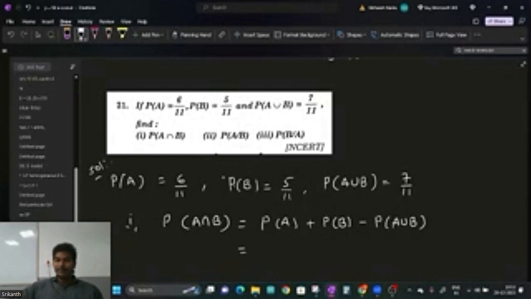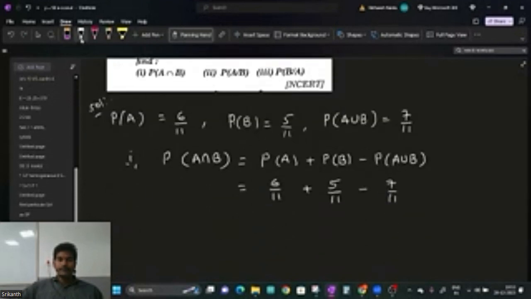What is P of A? 6 out of 11. P of B is 5 out of 11, minus P of A union B, which is how much? Look here, 7 out of 11. So overall the denominator is 11. 6 plus 5 is 11, 11 minus 7 is 4. 4 out of 11 is the correct answer. So the first question is completed.